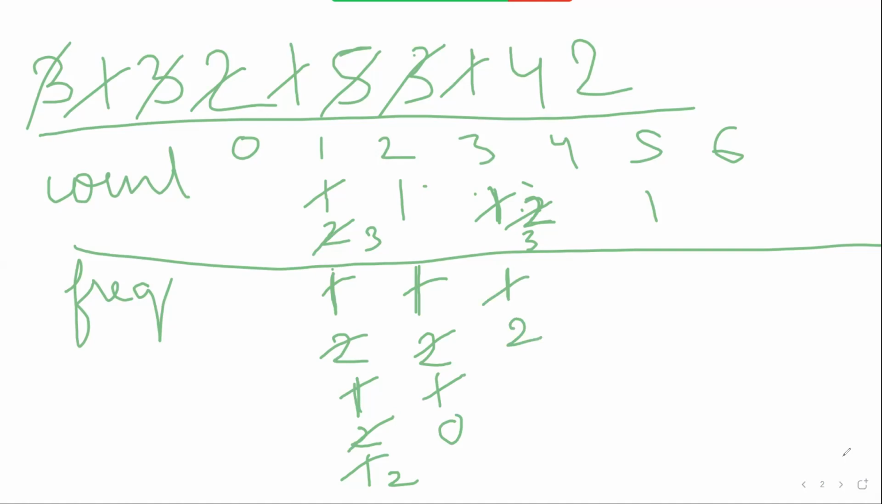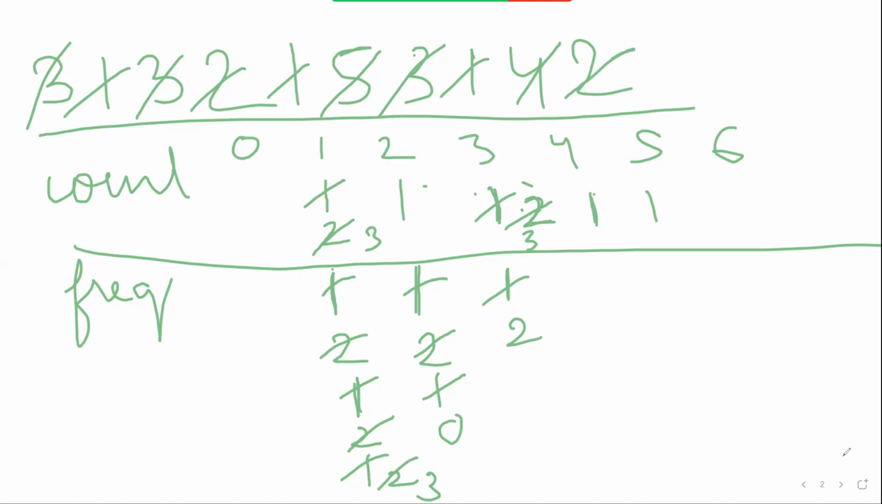Now we have to add 4 to our count array. Because 4 is initially initialized to 0, its count will increase and become 1. So we have one more element with frequency 1, and the frequency array will be updated. Now we have 3 elements with frequency 1, 0 elements with frequency 2, and 2 elements with frequency 3.